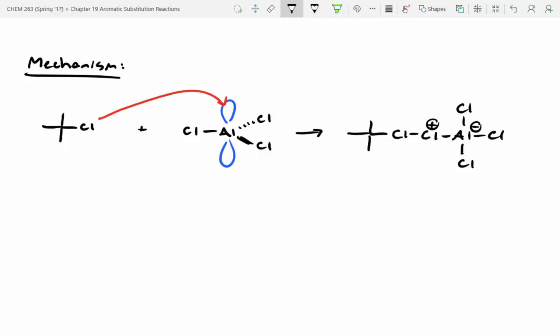Okay. Whoops. Holy cow. Sorry about that. I'm getting stuck on halogenation. Let me clean this up a bit more. I don't like the way it looks.